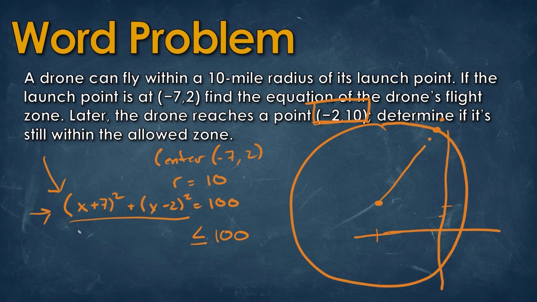So plugging in those values, we're going to have negative 2 plus 7 squared plus 10 minus 2 squared. Simplifying that information, we would get 5 squared plus 8 squared, which is 25 plus 64, which is equal to 89, which is less than 100. So therefore, it's inside the circle around here. So yes, it is still within the approved zone.